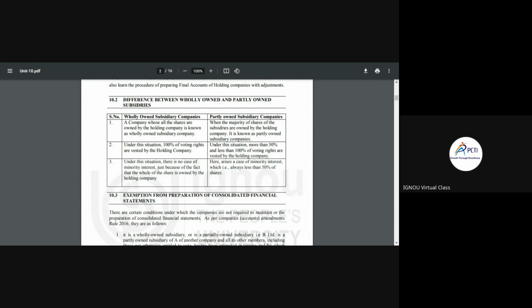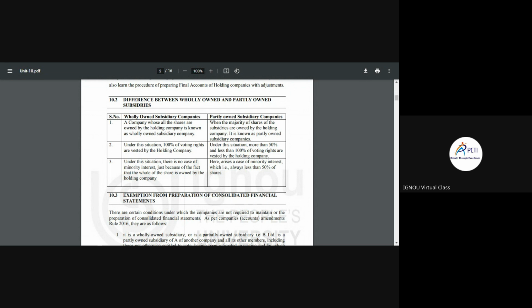In the case of a partly owned subsidiary company, when the majority of shares of the subsidiary are owned by the holding company, it is known as a partly owned subsidiary company. It means some shares are with the holding company and some are with others. Then, in the case of a wholly owned subsidiary company, 100% voting rights are vested in the holding company, because all the shares are with the holding company, so all the voting rights also belong to it.